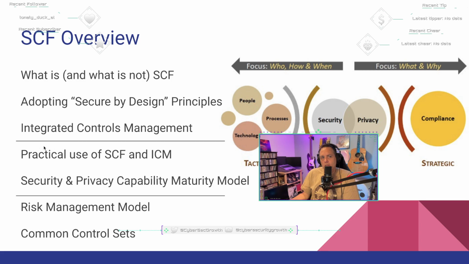So we finished with the integrated controls management. I'm going to fast forward us, and today we're going to cover practical use of the Secure Controls Framework and integrated controls management. And then we're going to wrap up with the security and privacy capability maturity model. There are two other areas which I don't plan to get into today just because it's so much detail. And I think we'll have enough information to say, hey, if you were thinking about using SCF, you know enough that you can start digging into it. So that's what we're going to do here. Let me fast forward to the slides of the week, and we'll get ourselves started.